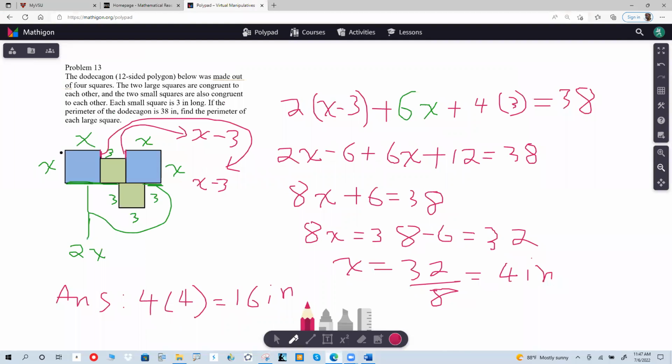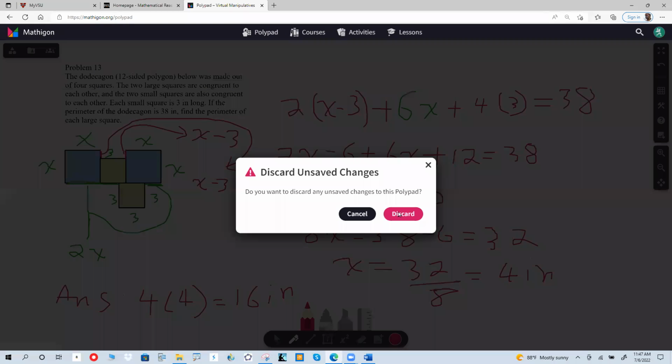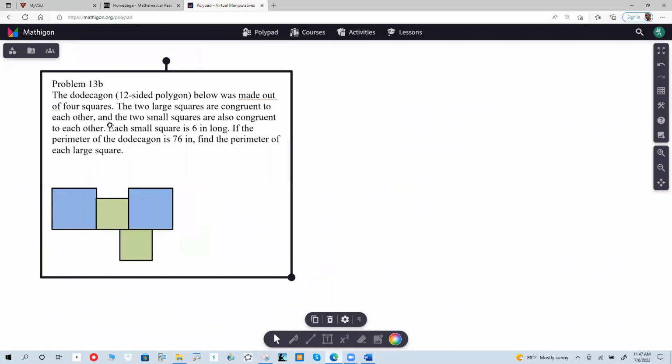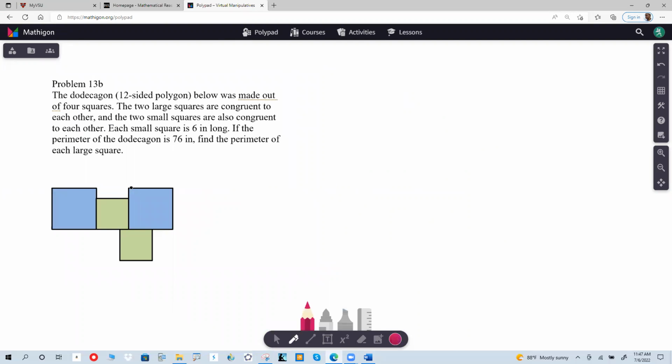They mess up determining the perimeter. They miss a little piece. I'll tell you which parts they miss. So they miss this part. They don't account for it.